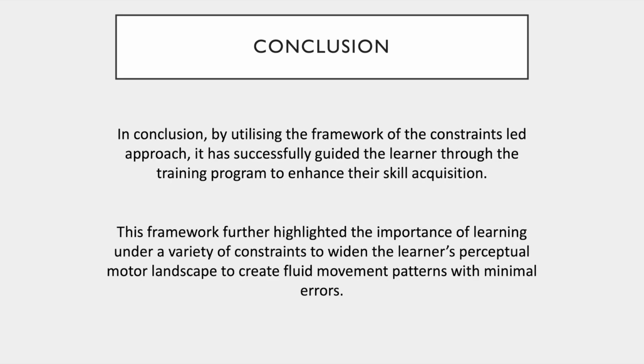In conclusion, by adopting a constraints-led approach, I have improved my ability to effectively juggle a soccer ball due to the manipulation of a variety of constraints. This in turn broadened my perceptual motor landscape and also my ability to self-correct, which ultimately led to efficient and fluid movements.